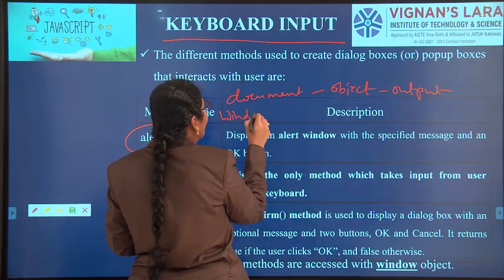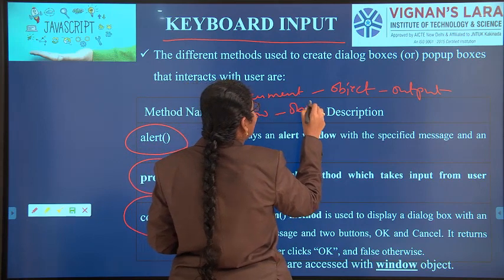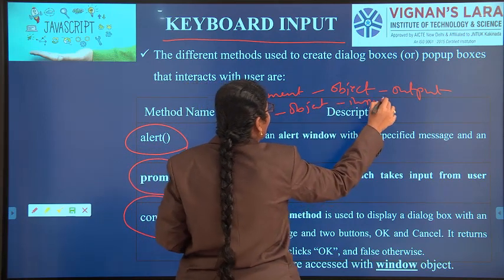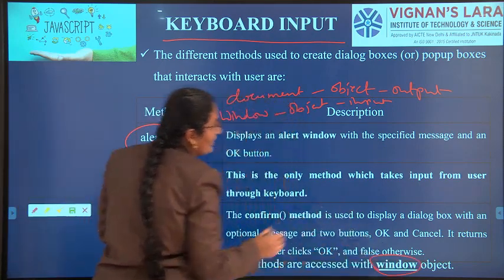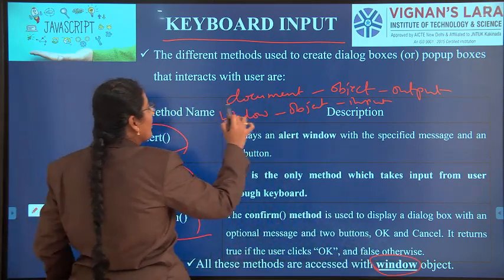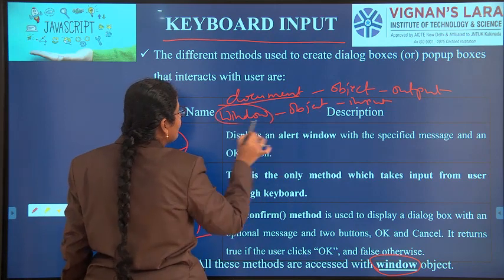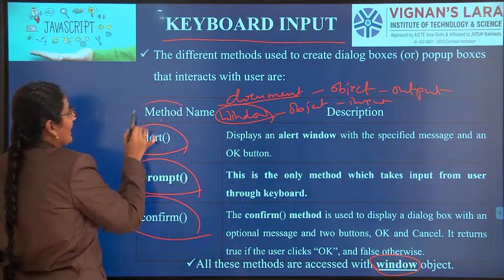Window is the object for input. See here, all these methods can be accessed with the window object only. For output we have the object document. For input we have the object window. What are the methods we have?